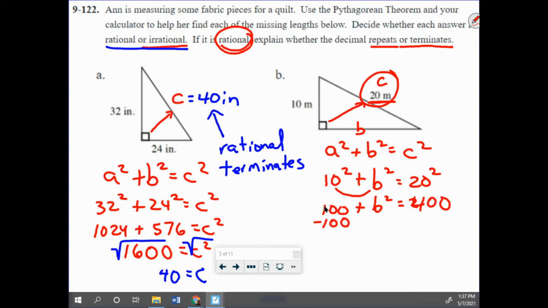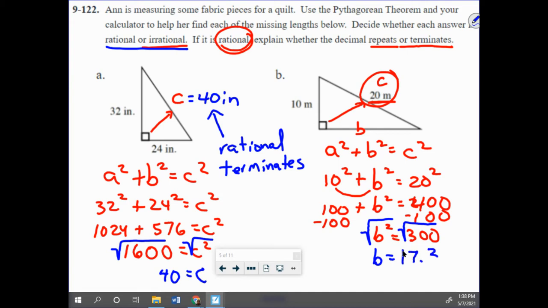Then I subtract 100 because I'm wanting to get the b alone, so subtract 100, and I get b squared equals 300. Then again, to get the b alone, I have to square root both sides. And when I square root 300, I get that b equals 17.32. That's what I should have gotten if I'm rounding to the nearest hundredth, okay?